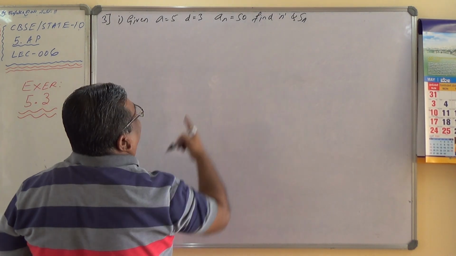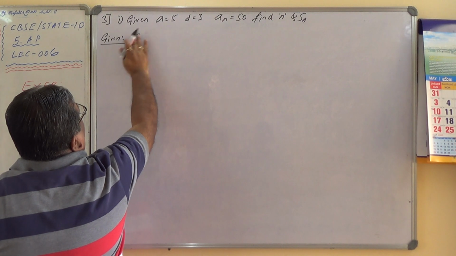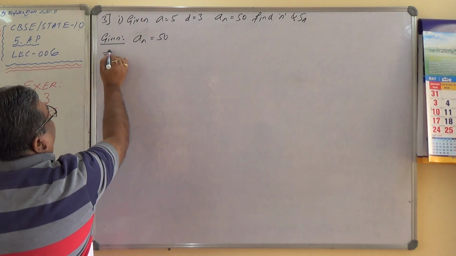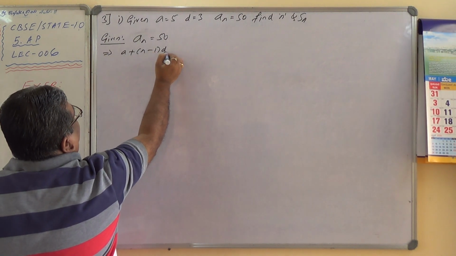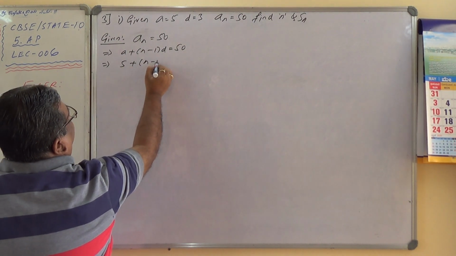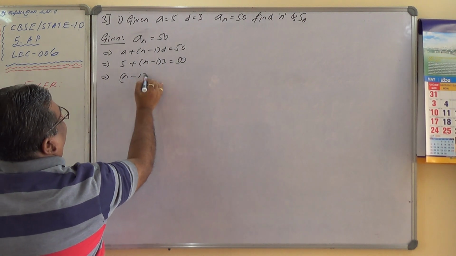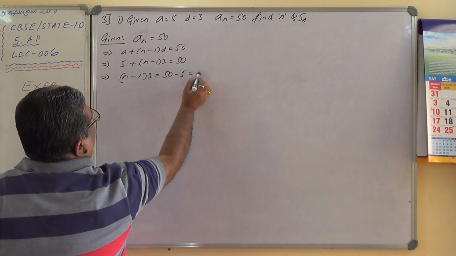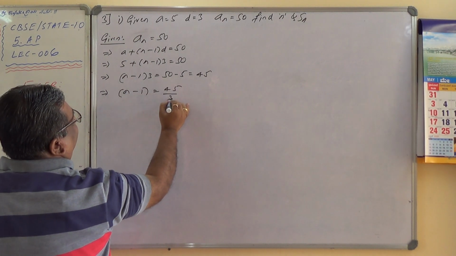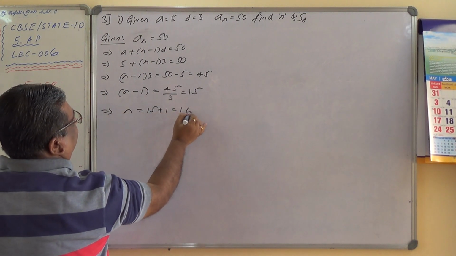So AN is given, so I can find out N. Given AN equals 50 implies A plus N minus 1 into D equals 50. What is A here? 5. D is 3, which equals 50. N minus 1 times 3 equals 50 minus 5, which is 45. So N minus 1 equals 45 by 3, which is 15. N equals 15 plus 1, which is 16.